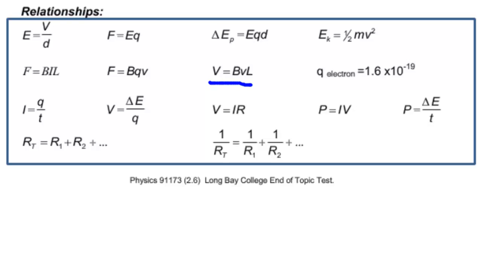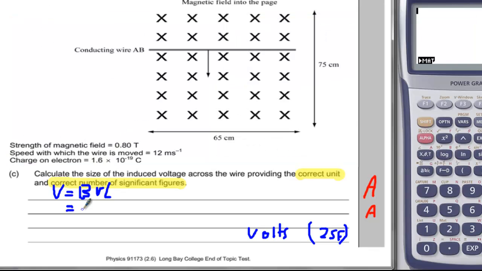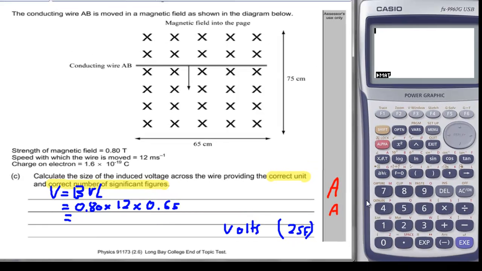Voltage equals BVL, where B is the magnetic field strength, 0.80 Tesla. The velocity is 12 meters per second, and the length, we look up here, is 65 centimeters. Now, is centimeters an SI unit? No, it has to be meters, so it's 0.65 meters. We can head over to our calculator. 0.8 times 12 times 0.65, done, 6.24 volts. Now that was a pretty simple question, and so it's only worth an achieved.